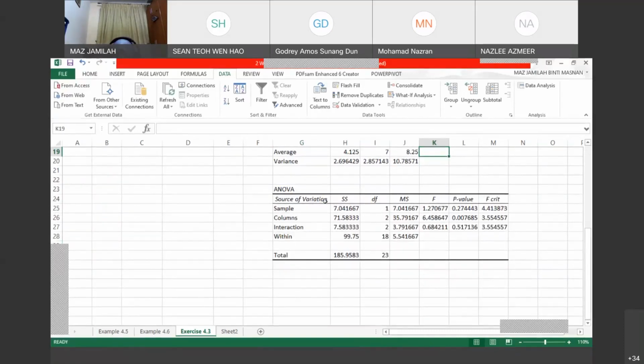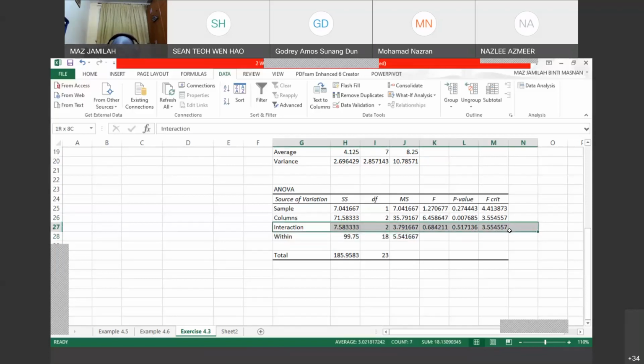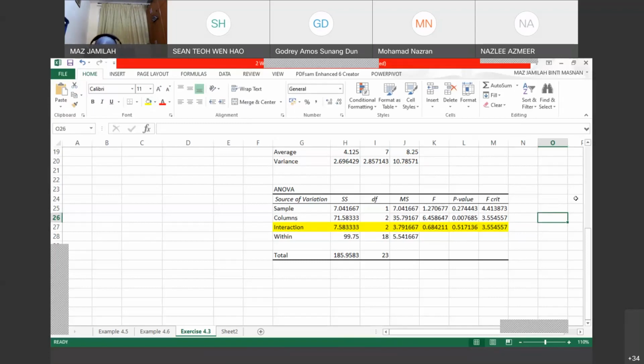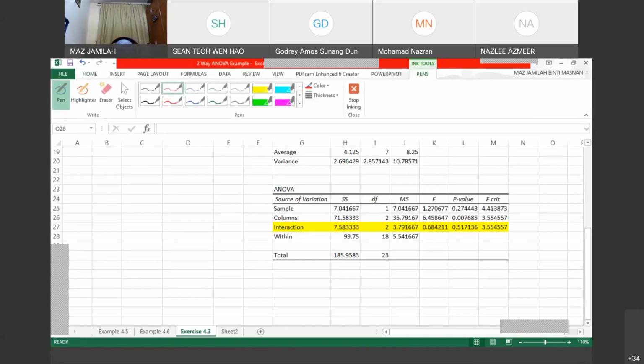You can refer to your ANOVA table as given from your Excel. Here you can clearly see whether you can reject or fail to reject. In this case, class, do we reject the null hypothesis of the interaction? We're talking about the interaction. Is the interaction significant or not? If you are using your p-value and your alpha value, and alpha is 0.05, is it significant or not significant? Class, interaction.